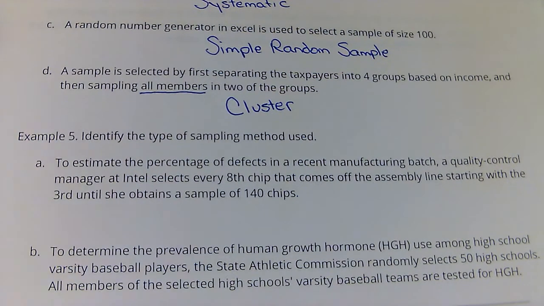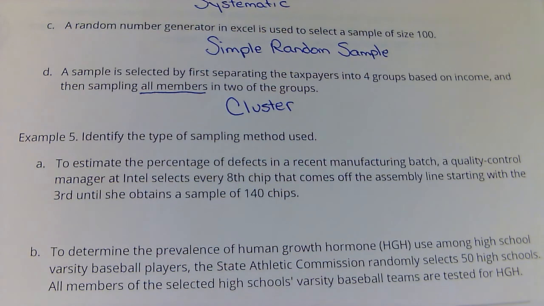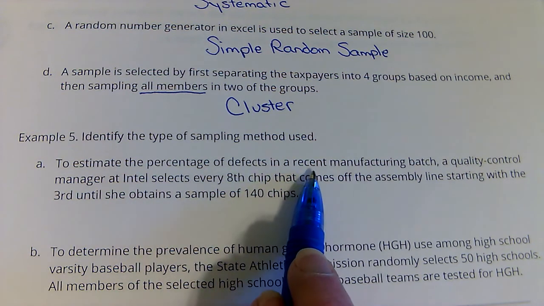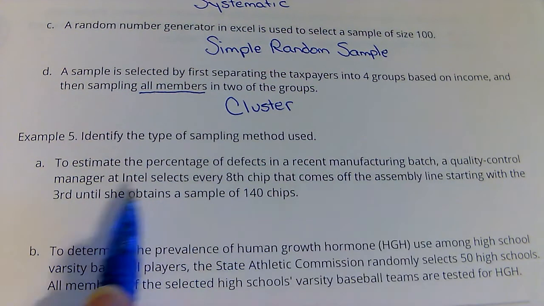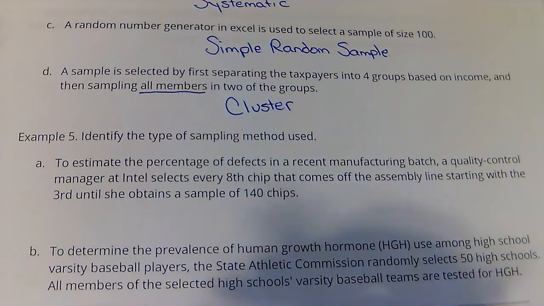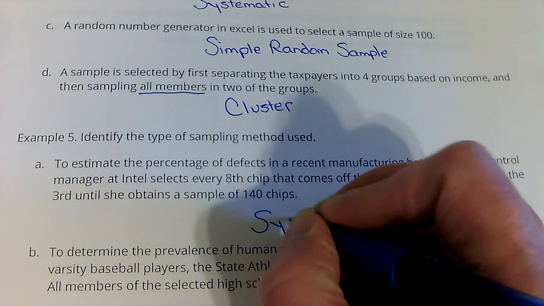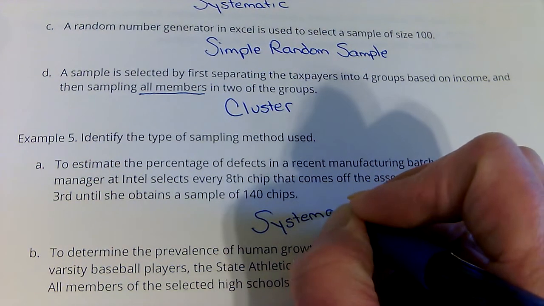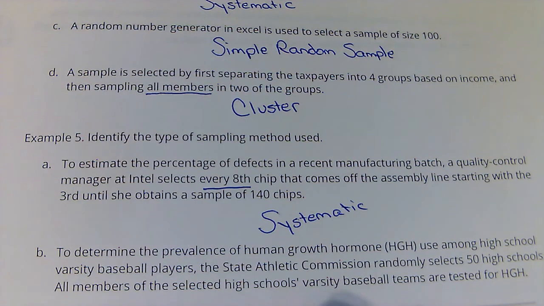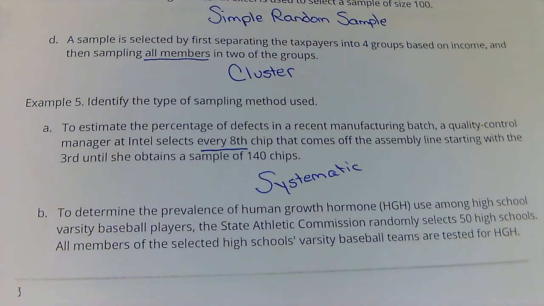Now let's see if we can identify them in the next ones. And I invite you to try these, pause the video, and then come back and see if you get them right. To estimate the percentage of defects in a recent manufacturing batch, a quality control manager at Intel selects every 8th chip. Every 8th. That's systematic.